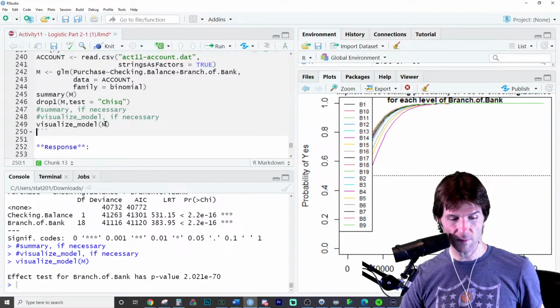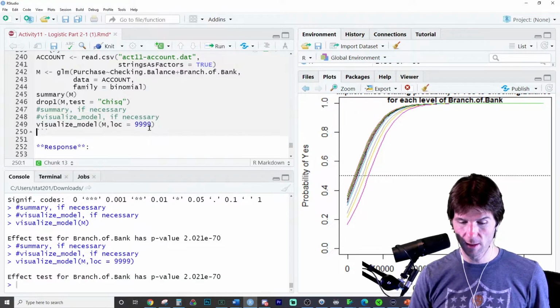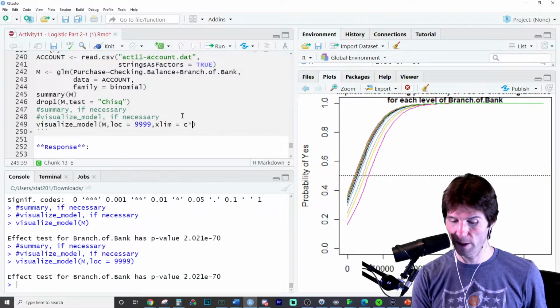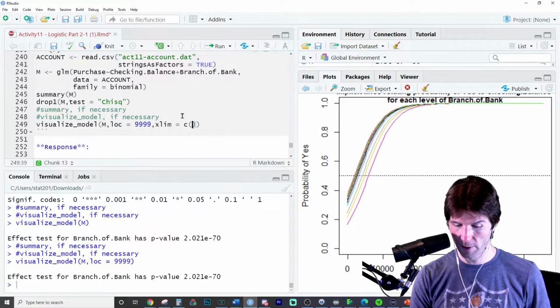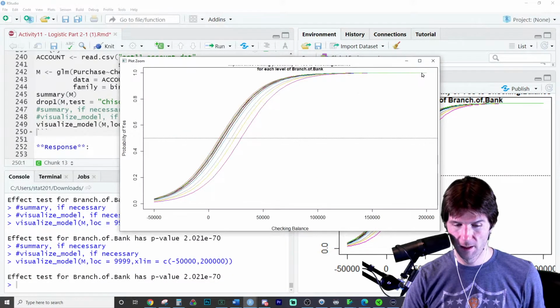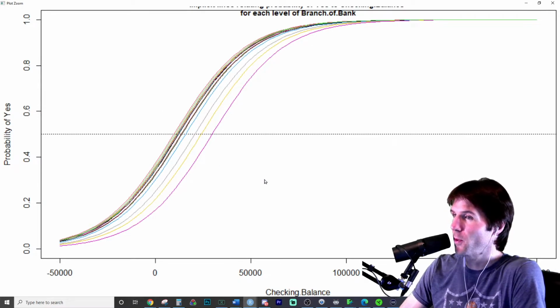So let's go here to loc and go 9999. Good. And let's do xlim. Just such a pretty graphic. Good way to end with some beautiful colors right here. Let's go negative 50,000 to 200,000. And wow. Now the reference line is the black line. And we're predicting the probability of someone purchasing.